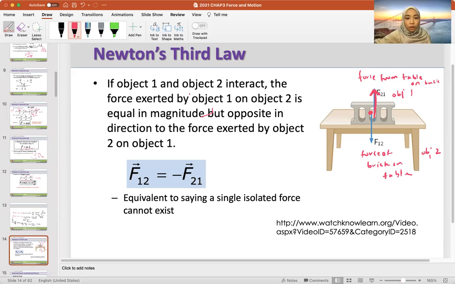So if object 1 and object 2 interact, the force exerted by object 1 on object 2 is equal in magnitude but opposite in direction to the force exerted by object 2 on object 1. We can write this equation F12 equals negative F21. This negative sign means opposite direction, but the magnitude is equal. It is equivalent to saying a single isolated force cannot exist. So whenever you have a force acting, there is always another force acting back on it. That is what Newton's third law is saying.